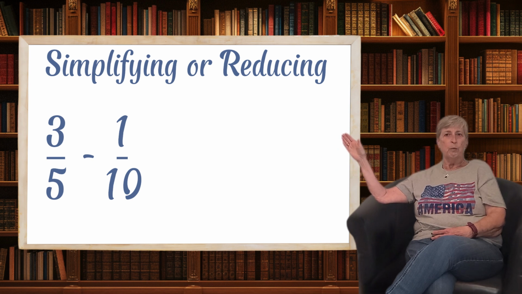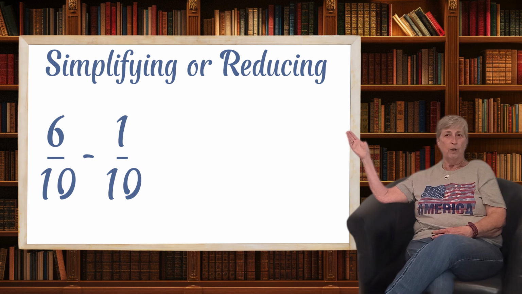On 3/5, we want to change it to tenths. In order to go from 5 to 10, we have to multiply by 2. So we must always multiply the top and the bottom by the same number. So if we had to multiply 5 by 2, we have to multiply 3 by 2. So 3/5 times 2 over 2 would give us 6/10. The bottom number, the minus 1/10, is already in tenths, so now we're good to go.